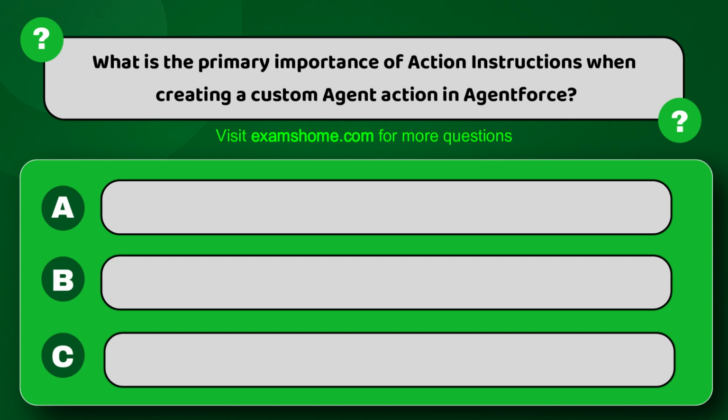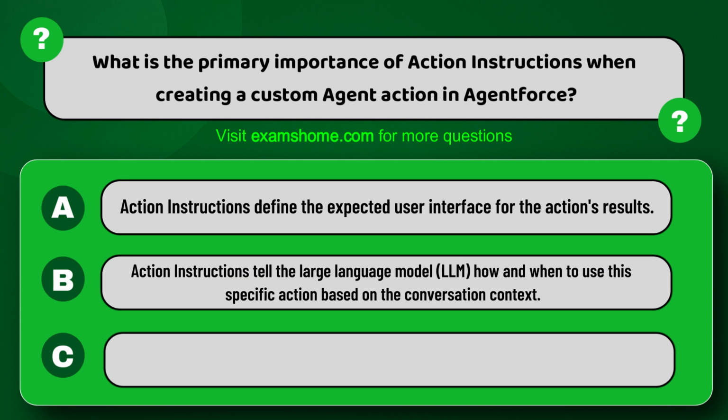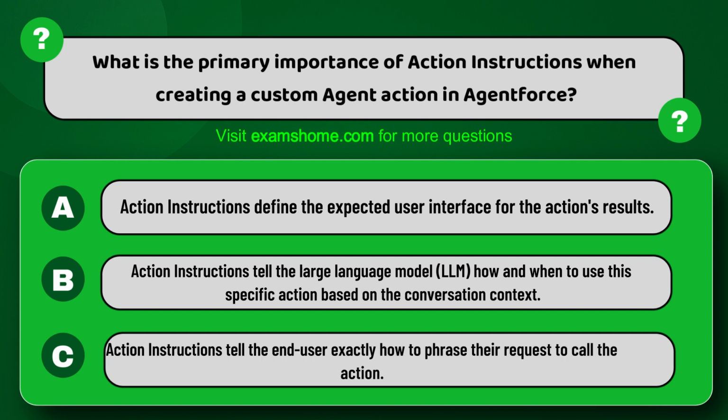What is the primary importance of action instructions when creating a custom agent action in Agentforce? A. Action instructions define the expected user interface for the action's results. B. Action instructions tell the large language model, LLM, how and when to use this specific action based on the conversation context. C. Action instructions tell the end user exactly how to phrase their request to call the action.